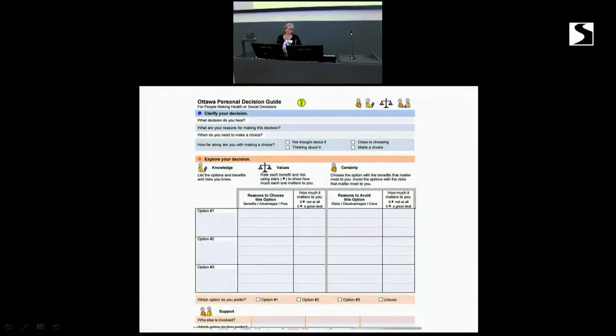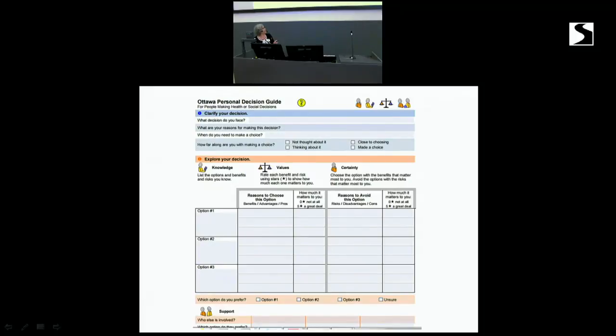One of the tools available for decision coaching and decision coach training is the Ottawa Personal Decision Guide. After many years of developing and evaluating patient decision aids in Ottawa in randomized controlled trials, we always had a worksheet in our decision aids. We took all the specifics of the decision out of our worksheets and created what we call a generic approach to processing the decision.